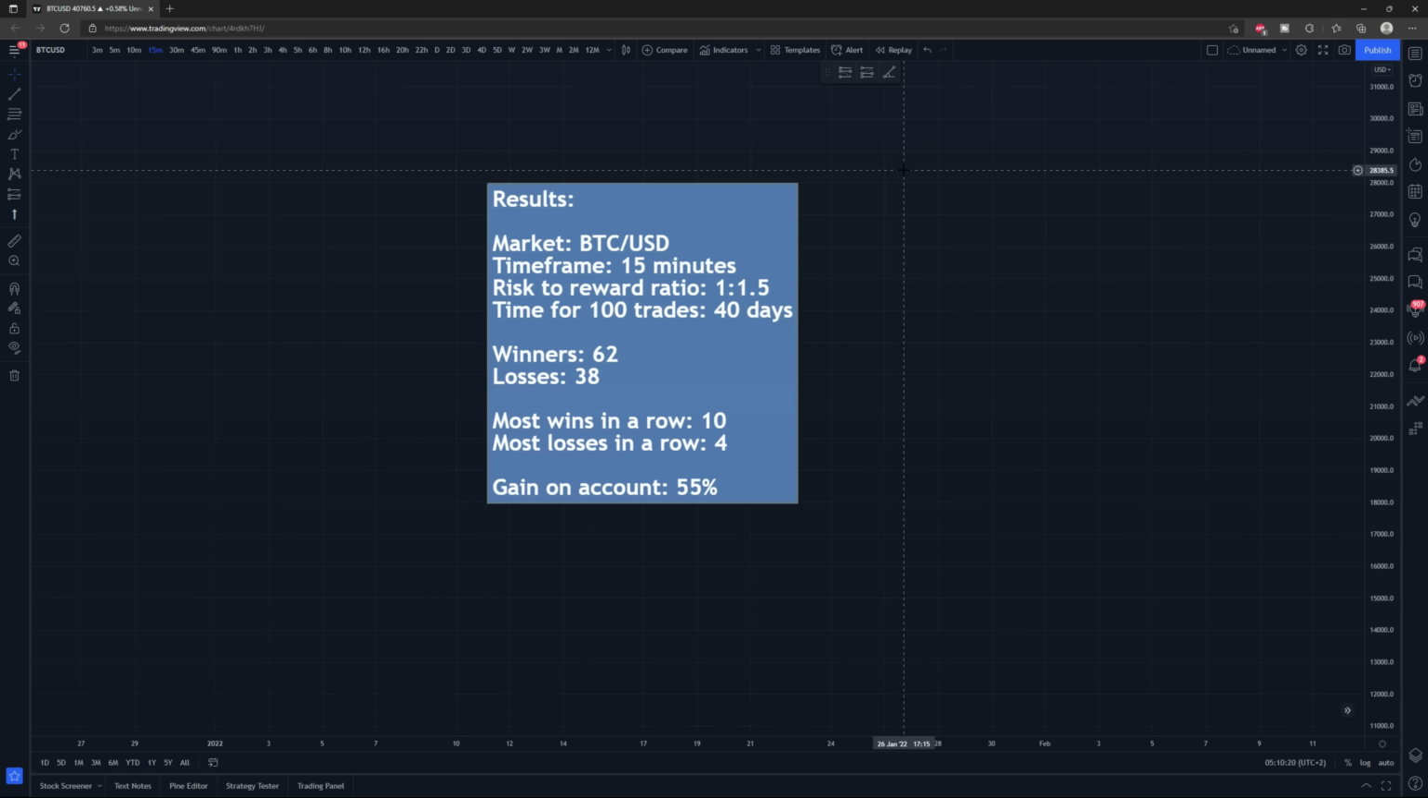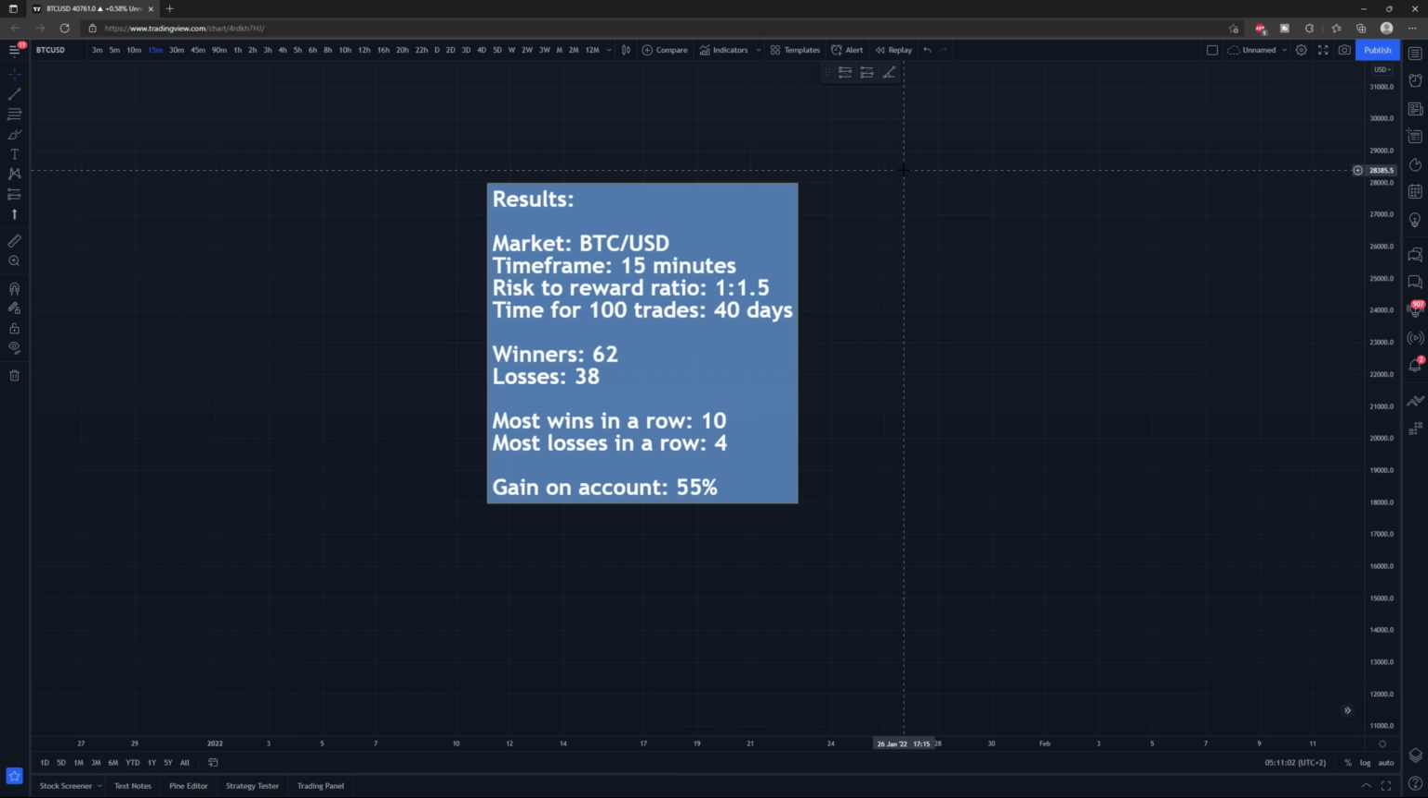All right, the results are in after the 100 tests, and this one did extremely well. So let's check it out. This was tested on Bitcoin against the US dollar on the 15-minute time frame using a 1 to 1.5 risk to reward ratio. It took 40 days of price data to find the 100 trade signals, which is relatively short for a 15-minute time frame strategy. There were 62 winners and 38 losses, giving it a 62% win rate in this test. The most wins in a row was 10, and the most losses in a row was 4. And the gain on the account, 55%, making this, I believe, the best test that I've done using a 1 to 1.5 risk to reward ratio.